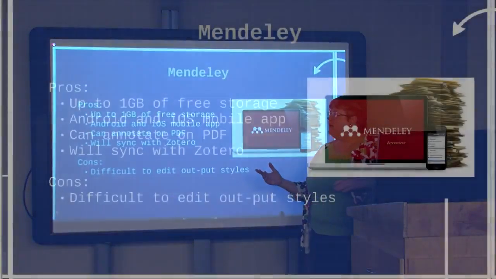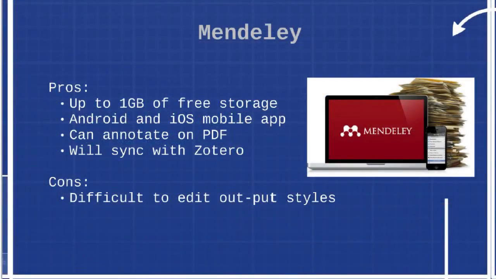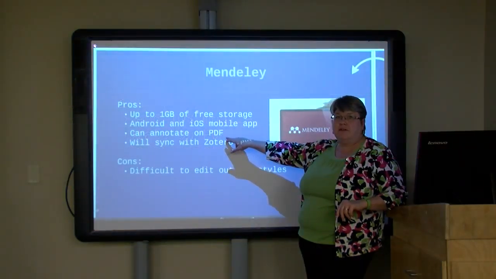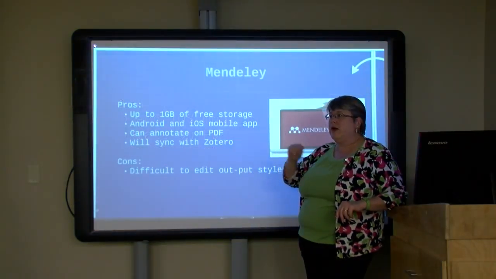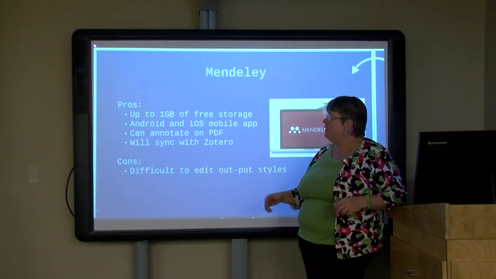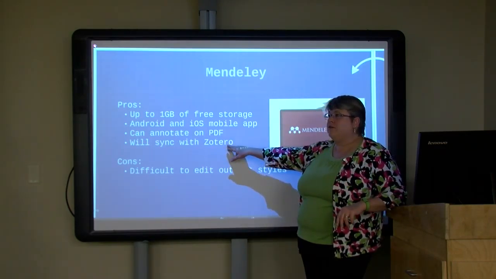Okay, so Mendeley is another one. Some of the nice things about Mendeley, and it's pretty similar to Zotero, is that it has 1 gigabyte of free storage, so much bigger storage, 10 times the storage actually. It has an Android and iOS mobile app. You can annotate on the actual PDF. So if you want to make notes or highlight different parts of the article that you're reading, you can go in and do that. And it does sync with Zotero.